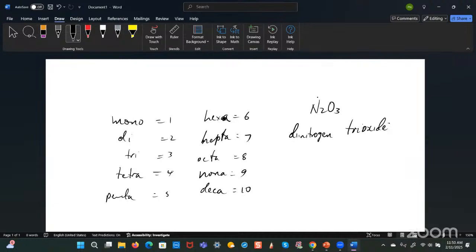All right? So if I gave you this, what do you think the name of this compound is? Start off with the first part. How would you name that part? Phosphorus. Diphosphorus. Okay, and then pentaoxide.